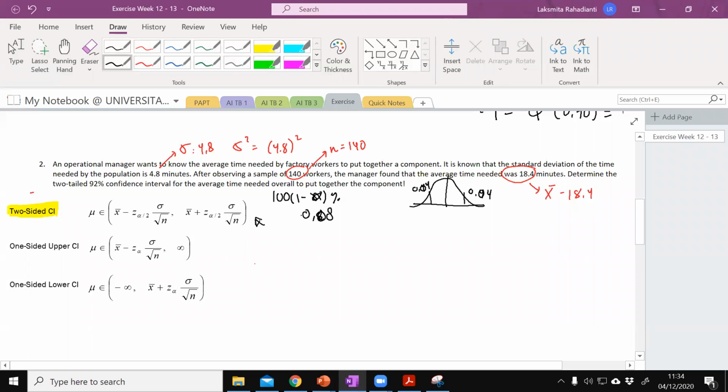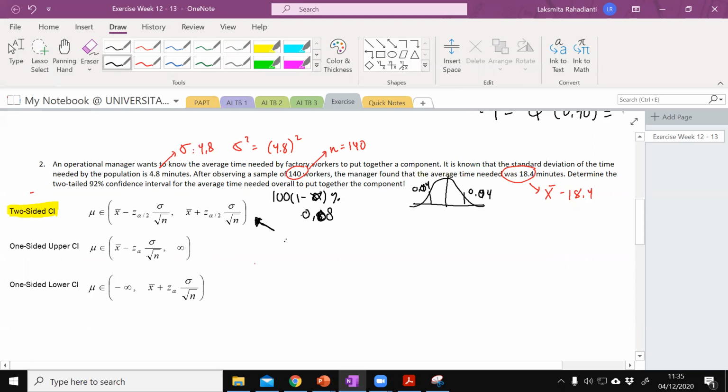Careful with this. You might also encounter this error when you're computing. Be careful with your precision. Okay, so based on this equation, I can then compute the two-sided CI directly. When I want to estimate the confidence interval for the average time needed overall, it's the average of the population.